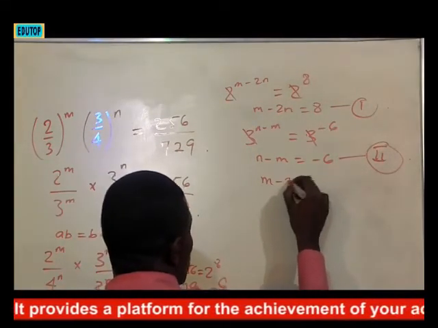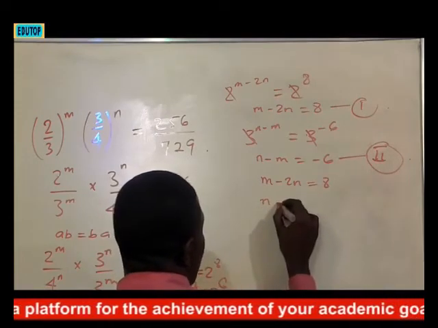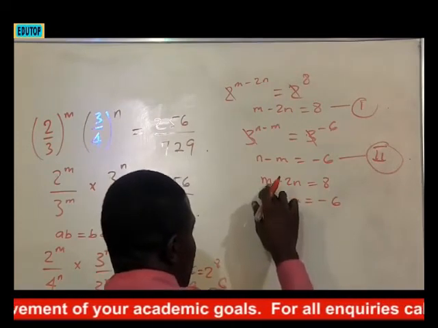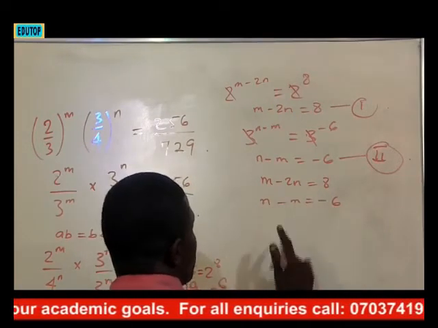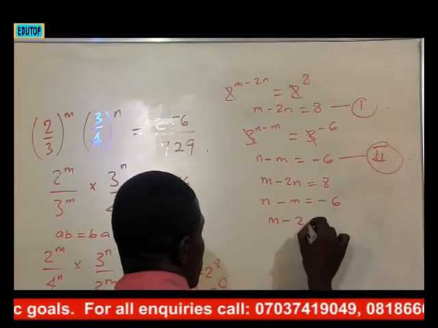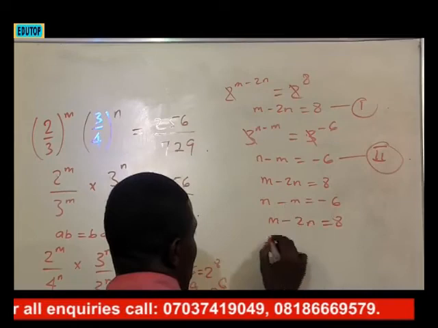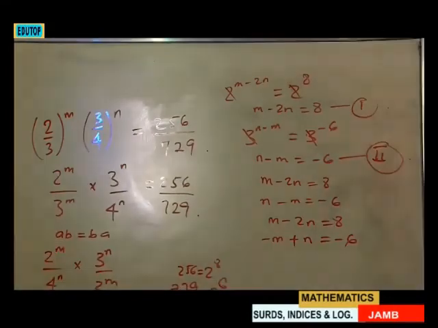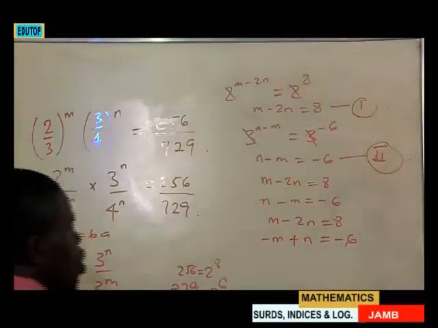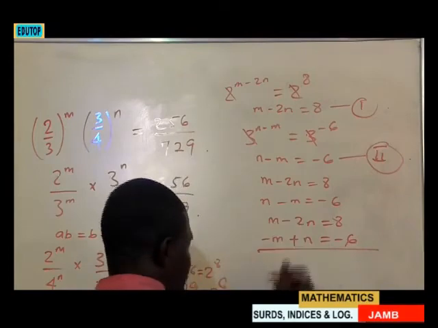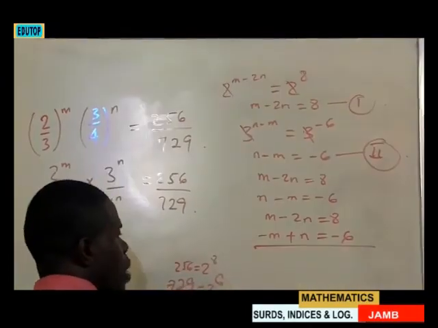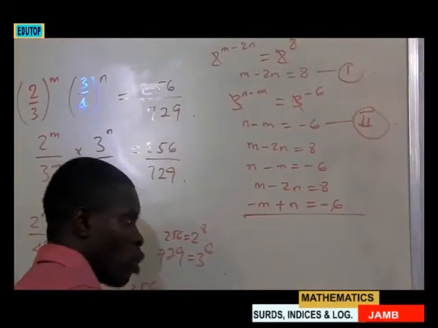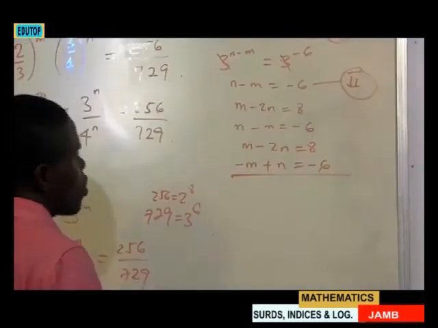Now, by solving this simultaneously, I combine them. So I have m minus 2n equals 8, n minus m equals minus 6. So let me interchange so that the position of m will be here, position of n will be here. So let me leave the natural one, which is equation 1, and let me now interchange this. So this will be minus m plus n equals minus 6. So having succeeded in doing this, then I can solve this simultaneously. By simultaneous equation, you eliminate one unknown to get the other one. After you have gotten the one, then you can substitute the value to get the second one. That is the concept of simultaneous equation, and that is what I want to apply.